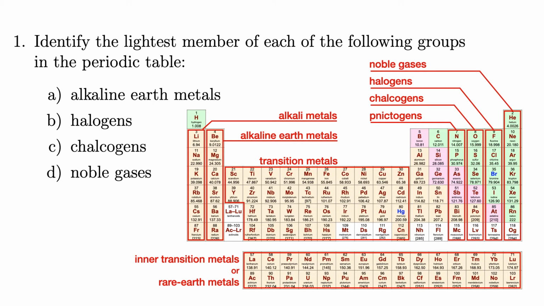So looking at these groups, we can see that among the alkaline earth metals, the lightest is beryllium. That's up the top of the group. The lightest halogen is fluorine, the lightest chalcogen is oxygen, and the lightest noble gas is helium.